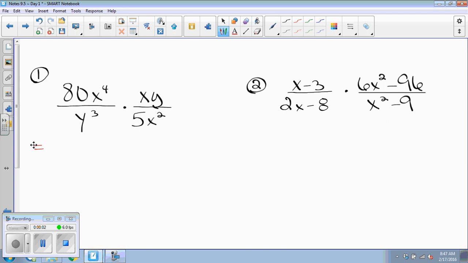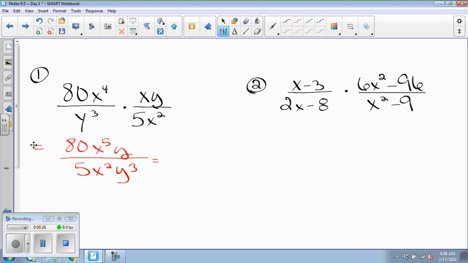When we multiply fractions, we multiply straight across. So this is 80x to the fourth times x. Well, so that would be 80x to the what? Fifth. So 80x to the fifth, and then times y on top. And on the bottom, we just have 5x squared y to the third. Okay. Now we need to simplify that.